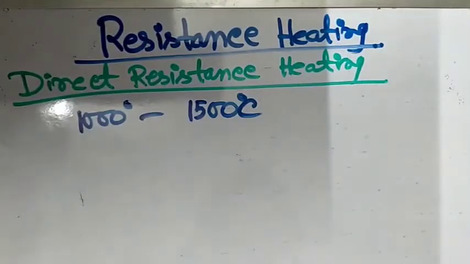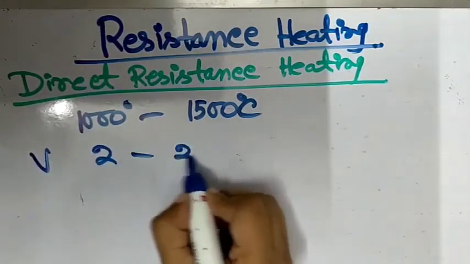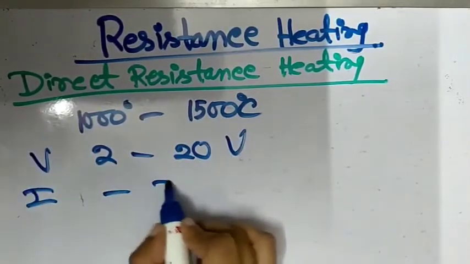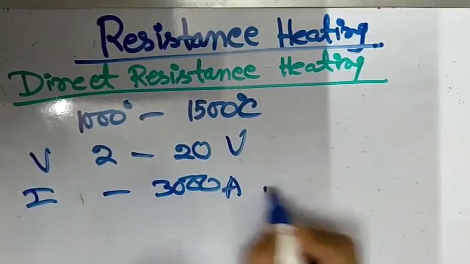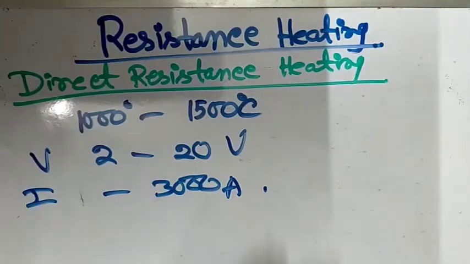For temperatures up to 1000 centigrade, furnace pots are of mild steel and electrodes are of mild steel. And for higher temperature, material lining is used in pots. And voltage used ranges between 2 to 20 volt, and current up to 3000 ampere. Okay, and AC supply is usually used, as low voltage can be obtained by step down transformer, and voltage on the secondary side is changed by tap changing gear inserted in the primary of the transformer.